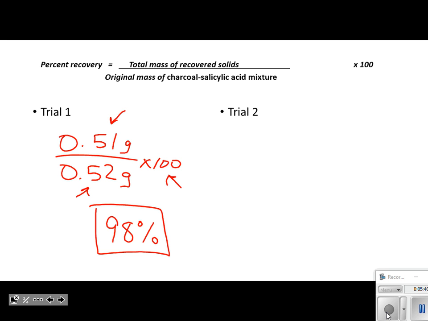Now, what could have happened? Why didn't I have 100%? Well, maybe there was still some of the charcoal in the Erlenmeyer flask. You didn't transfer all the charcoal over. Okay? Maybe some of the charcoal passed through the filter. All right? I'm giving you a different reading for your salicylic acid.